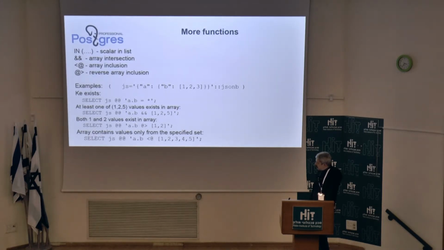JSONB is, you see, rather rich in functions. It has more things. Also, it has the in operator. It can perform array intersection and search for array inclusion in the forward and reverse way. The forward way means that you use arrays that contain specified values. And the reverse inclusion means that your array contains values only from the specified set. This is what you can perform with JSQuery, and this is supported by indexing.